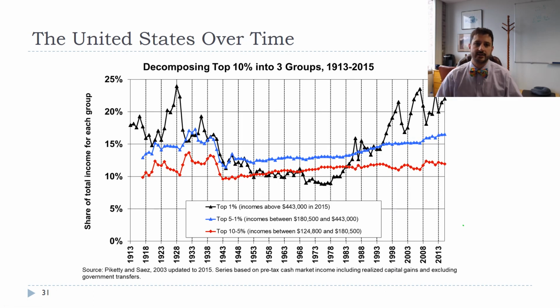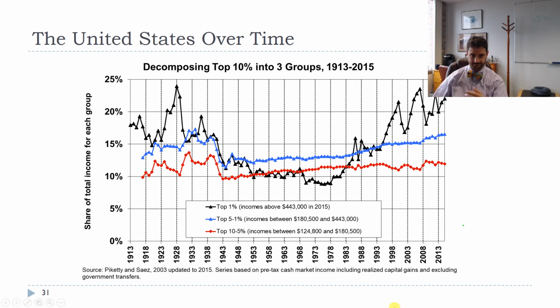Here's a look at the United States over time with a slightly different measure. So instead of looking at the Lorenz curve or the Gini coefficient, we're looking at how much of income goes to three different groups. The black line here is the top 1%, and this is market income, not disposable income. The blue line is those 4% underneath that top 1%, so we've got the top 1%, and we've got the 5 to 1%, and then the red line is the 5 to 10% at the top.